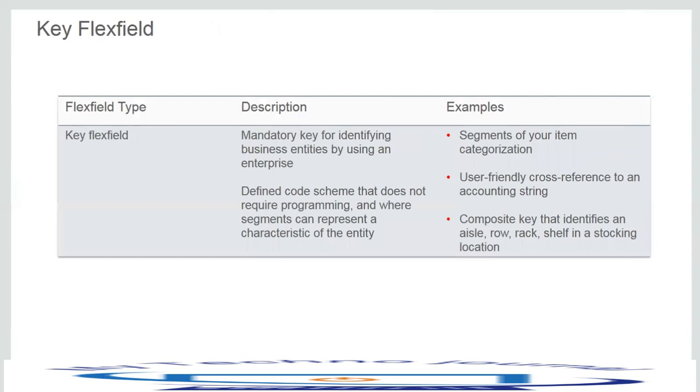And key flex field, it is a mandatory key for identifying business entities by using an enterprise. So the defined code scheme does not require programming and segments can represent a characteristic of the entity. Some of the examples of key flex fields are segments of your item categorization and user-friendly cross-reference to an accounting stream, and composite key that identifies an aisle, row, rack, shelf in a stocking location.